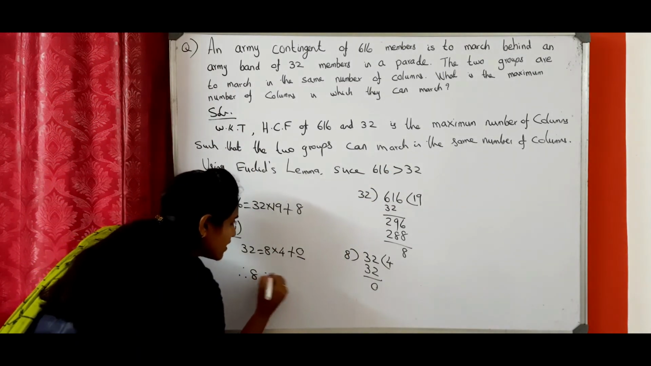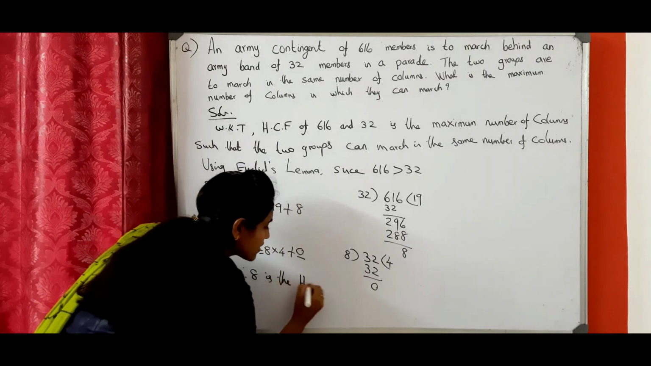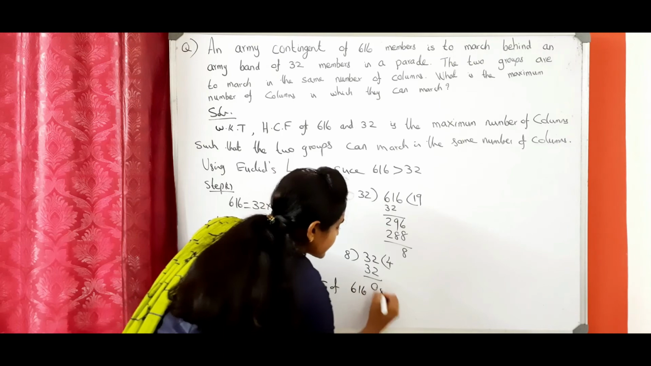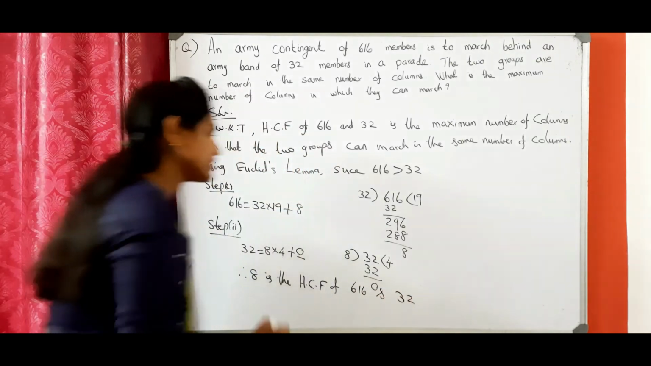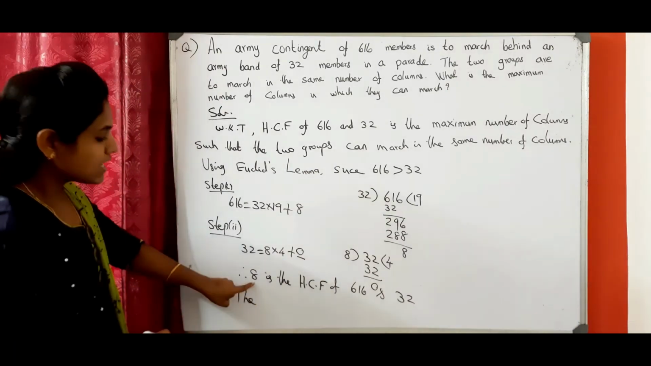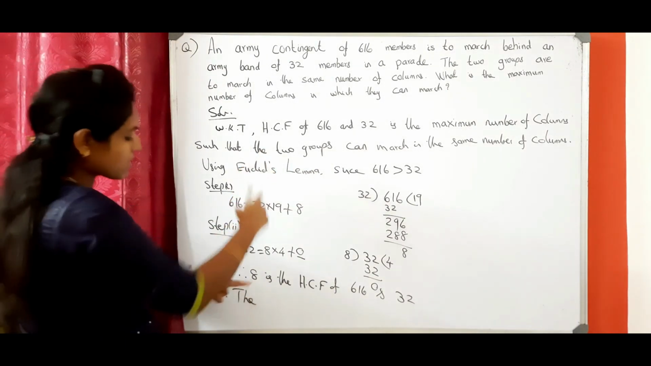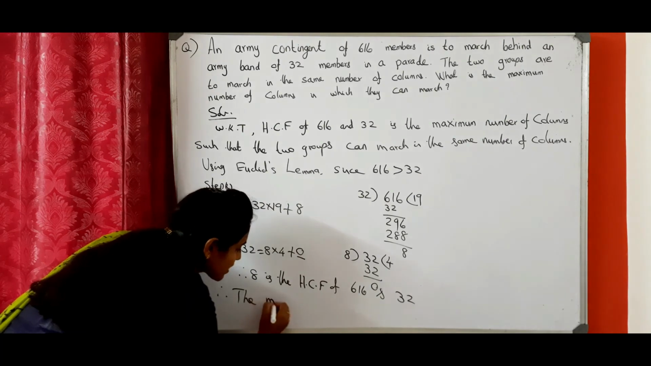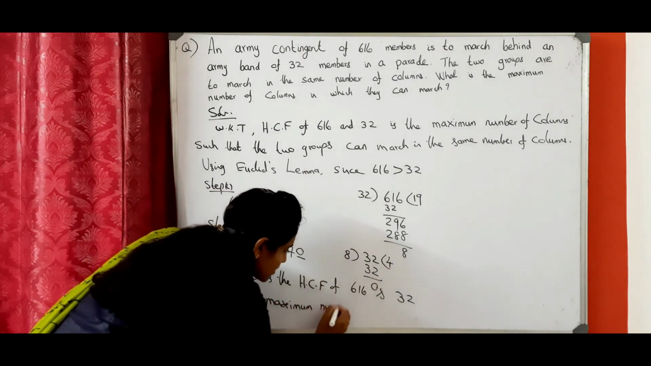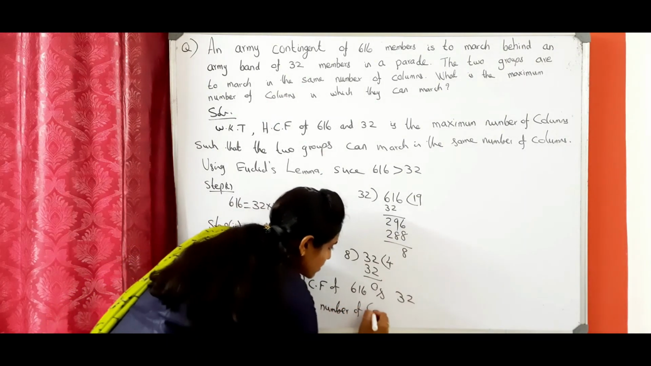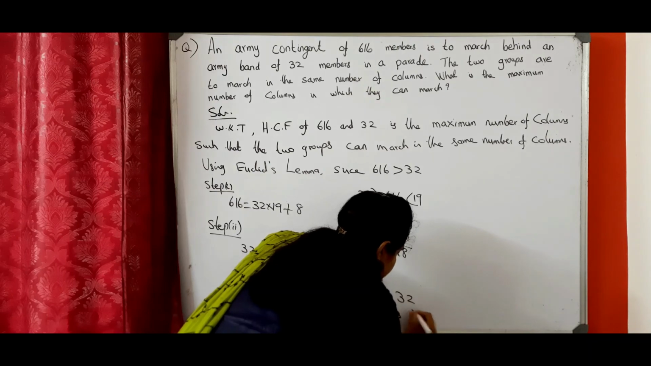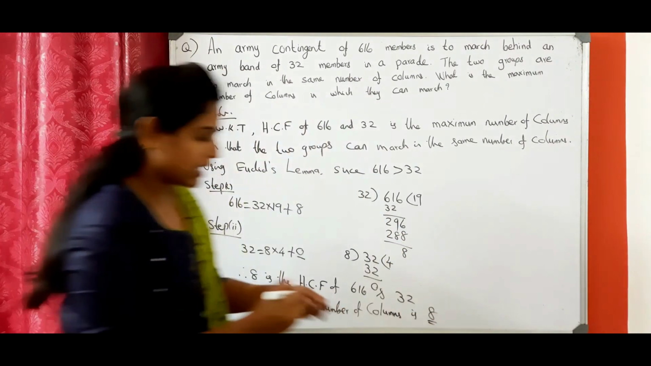Therefore, 8 is the HCF of 616 and 32. Therefore, the maximum number of columns is 8.